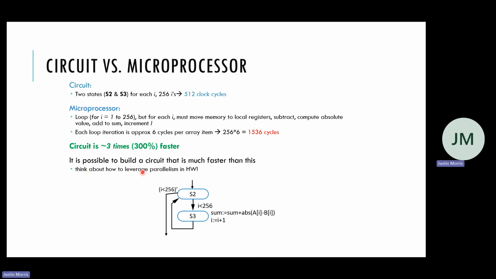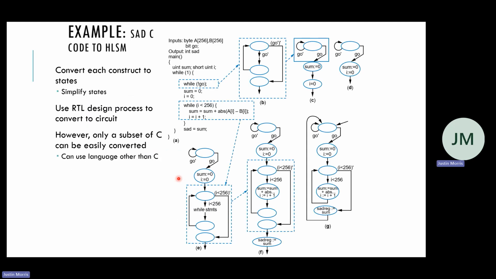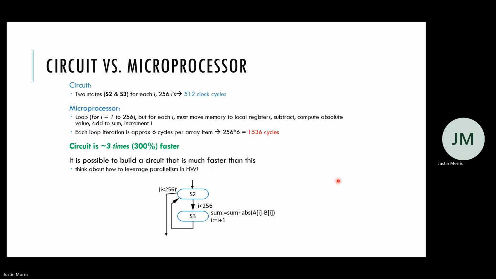So we can make this even faster. We could do this calculation in one clock cycle if we wanted to. Maybe our cycle time is a little longer, but we could do it in one clock cycle. And we'll talk more about this unfolding and pipelining and how to optimize these circuits later this week or next week. So we'll see exactly how to do this.